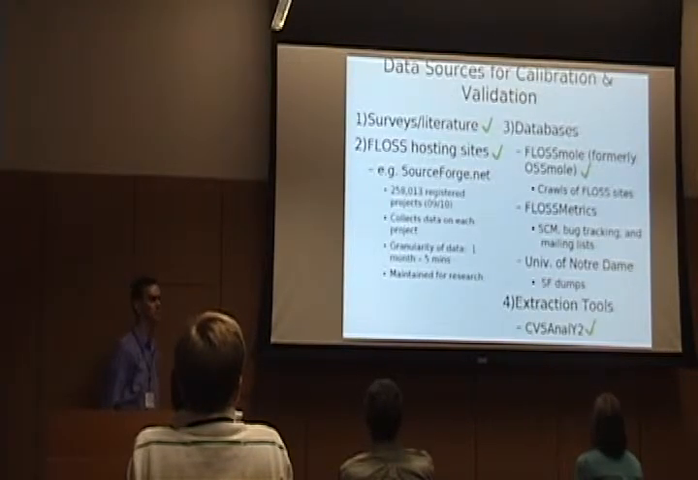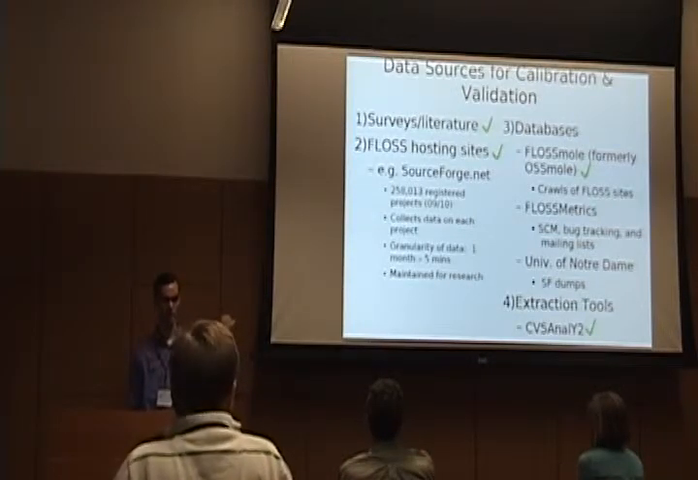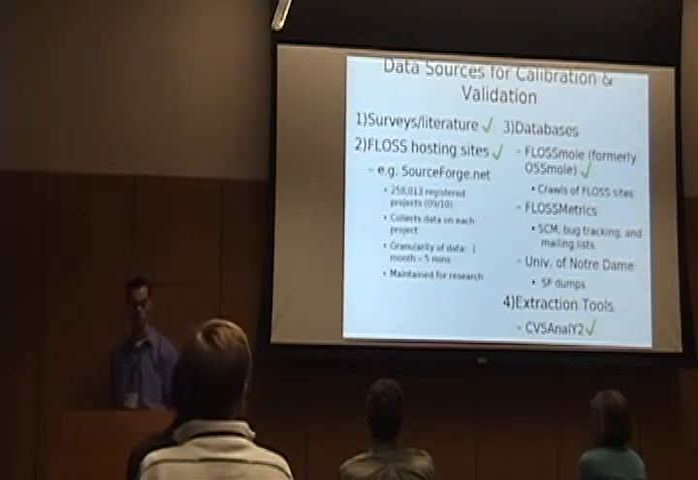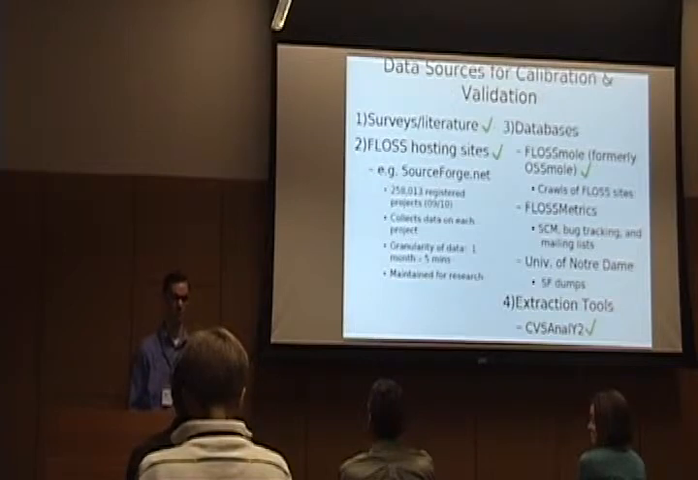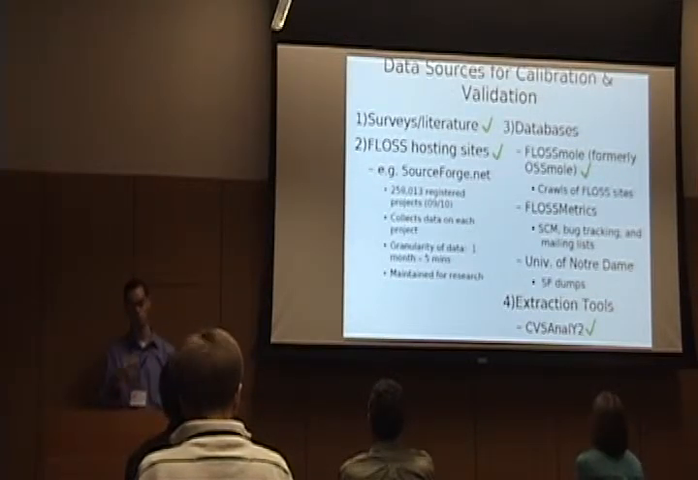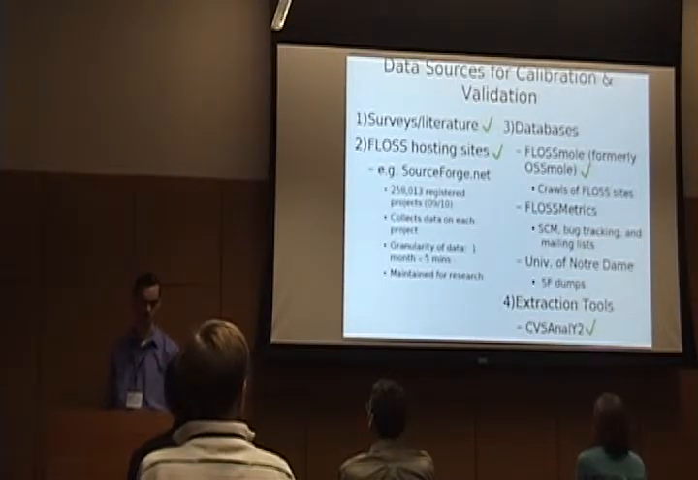Here's what's nice about this public good: there are a bunch of data sources for calibration. There have been a number of surveys in the literature. For example, some of the data you've seen already used in this has come from surveys or literature that other people have done. FLOSS hosting sites, SourceForge is the major one. I checked how many projects were registered yesterday. We're up to 258,000, so it's quite a few data points. And there are other data forges as well, although SourceForge is by far the biggest and most popular.